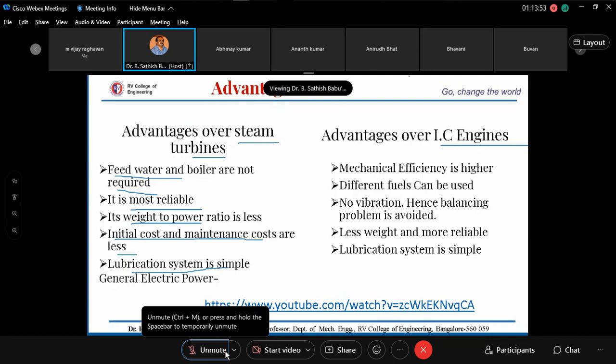If you try to compare this gas turbines with IC engines, mechanical efficiency is higher in gas turbines. Different fuels can be used, and any type of working fluid can be used in case of these gas turbines. There is no vibration as we see with the IC engines. Less weight and more reliable. And of course, lubrication is simple. It's the common advantage. So these are some of the advantages of gas turbines in comparison with steam turbines and IC engines.